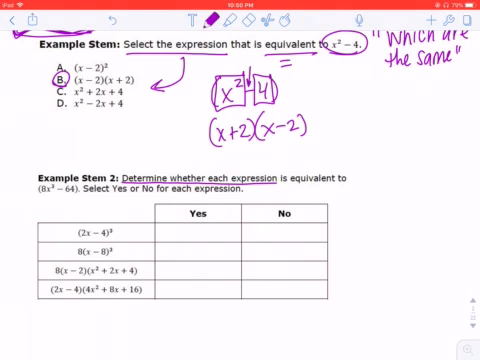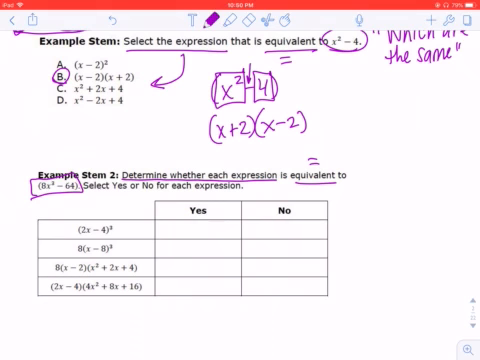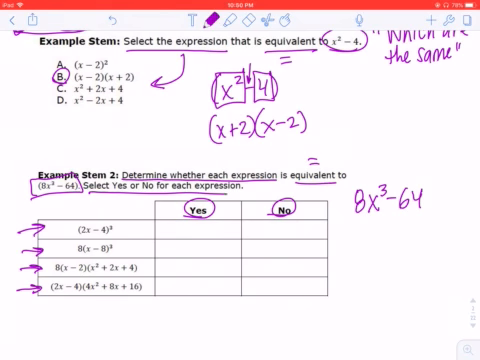For this one, they give us pretty much the same direction. Determine whether each expression is equivalent to this one right here, 8x to the third minus 64. We need to know which of these is equivalent. And you'll notice that there is yes and no. That means we have to select yes or no for every single one. It means we have to compare each and every one.